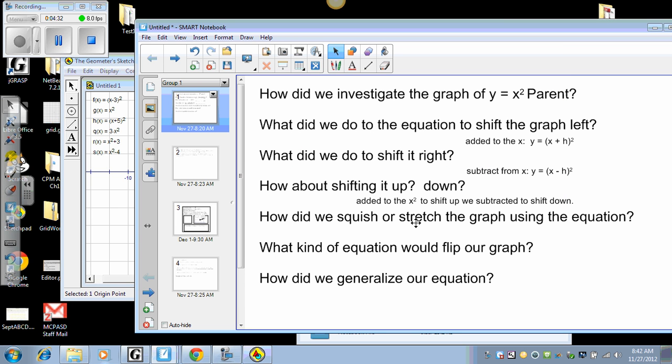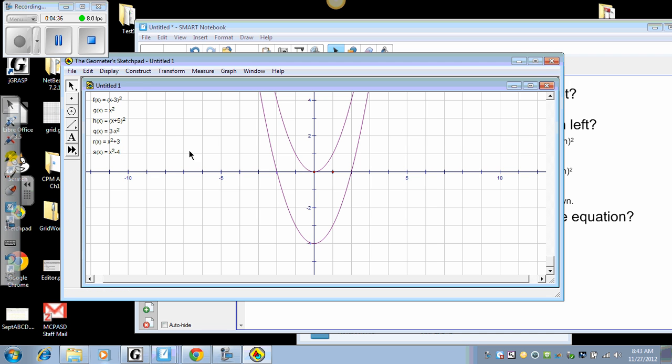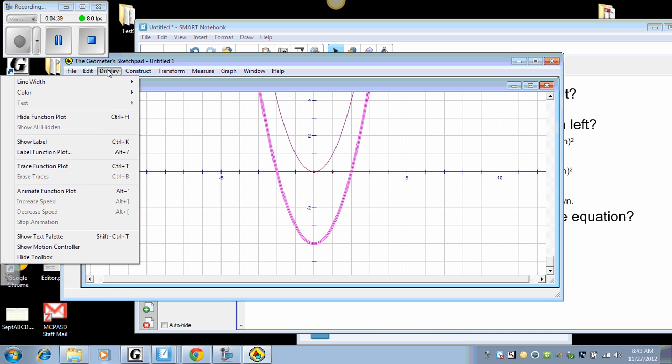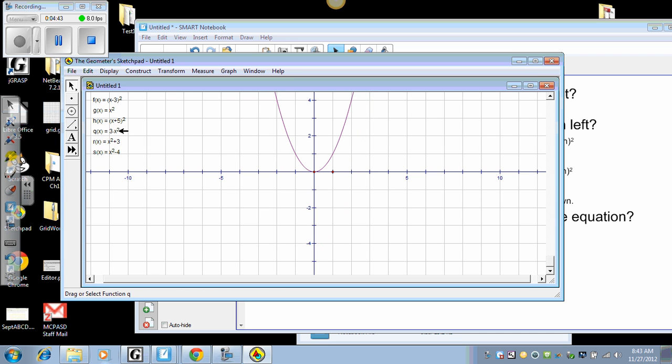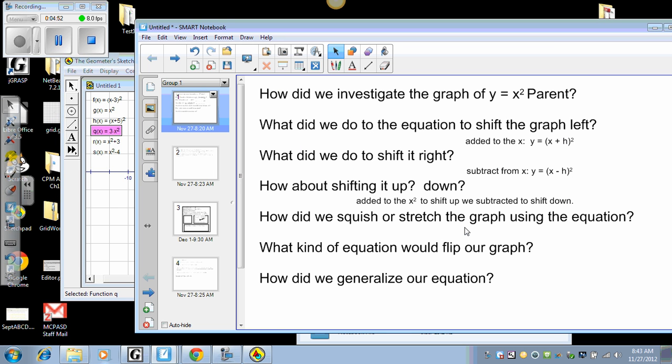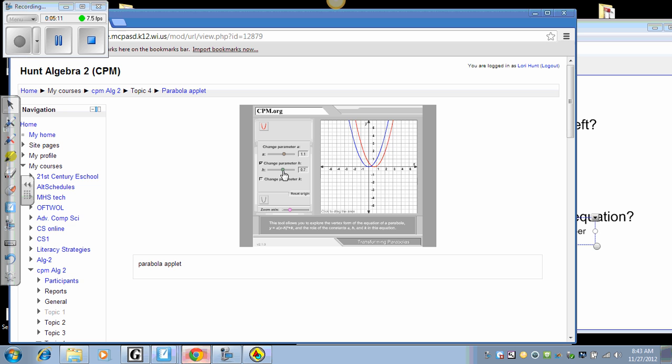Now, do you remember what we did to squish or stretch the graph? Which part of what we did over here on the left did that? Can you remember? I think it had to do with the number before the x squared term. So we multiplied it by some number, and depending on what we multiplied it by, it opened or closed. We used this little applet to show that. When A got smaller, the parabola bowl got bigger, and when A got bigger, the parabola got closer to the y-axis.